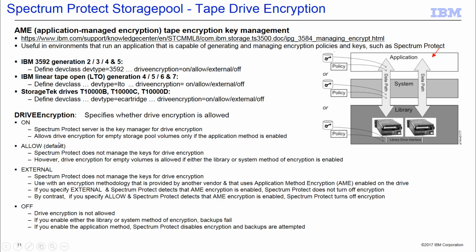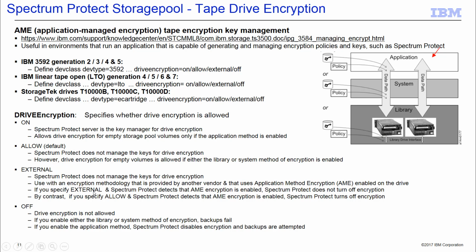If you take the default of allow, then Spectrum Protect does not manage the keys for drive encryption. However, the drive encryption for empty volumes is allowed if either the library or system method of encryption is enabled. If you specify external, then Spectrum Protect does not manage the keys for drive encryption. You would use this with an encryption methodology that's provided perhaps by another vendor or that uses the application method encryption enabled on the drive.